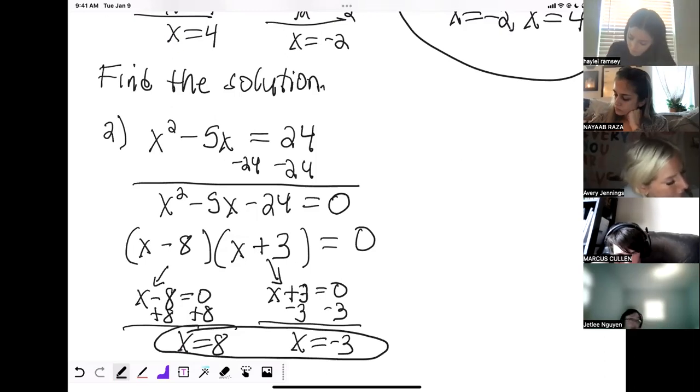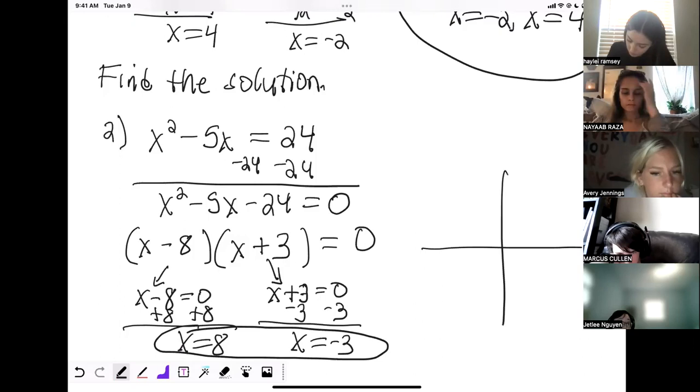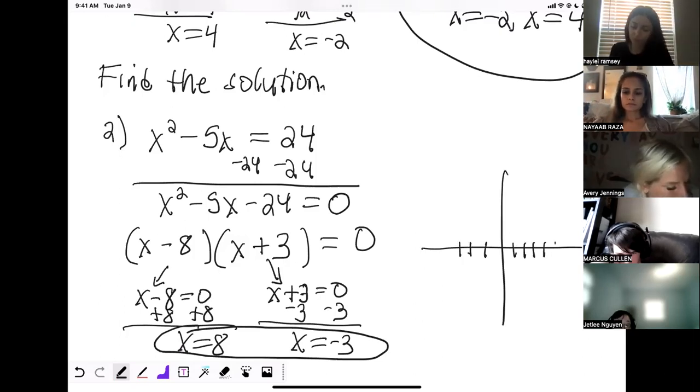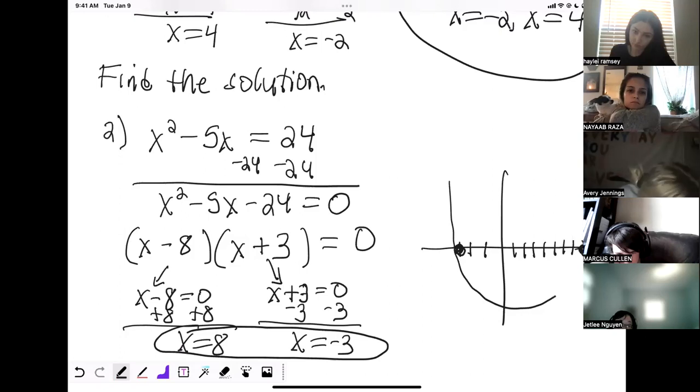So if I were to graph this, if you saw the graph of this, 3, 1, 2, 3, 4, 5, 6, 7, 8, your parabola would cross at these two spots and be something like that. And this is just a sketch, not really what it looks like.